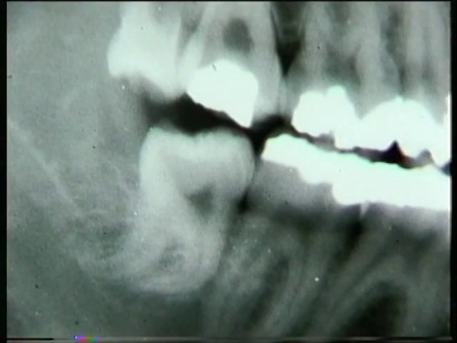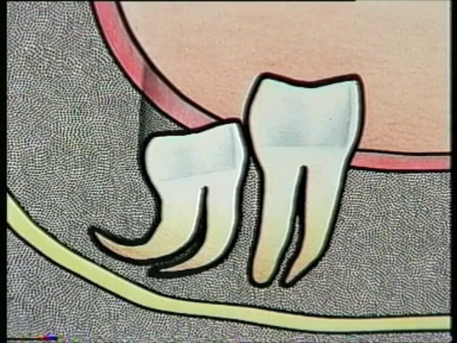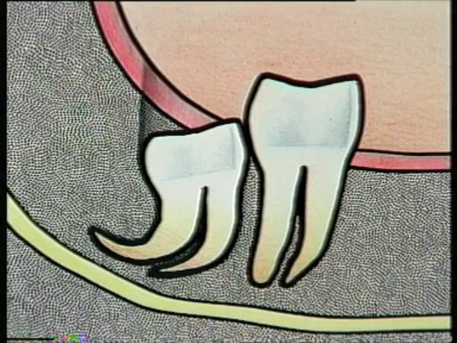This one is also a problem. It's disto-angularly impacted, and the two long roots are somewhat excessively curved. But the curving is in a distal direction, so at least that is favourable. Let us again look at this in diagrammatic form. To remove this without fracturing those roots, successive distal division of the crown will be required.